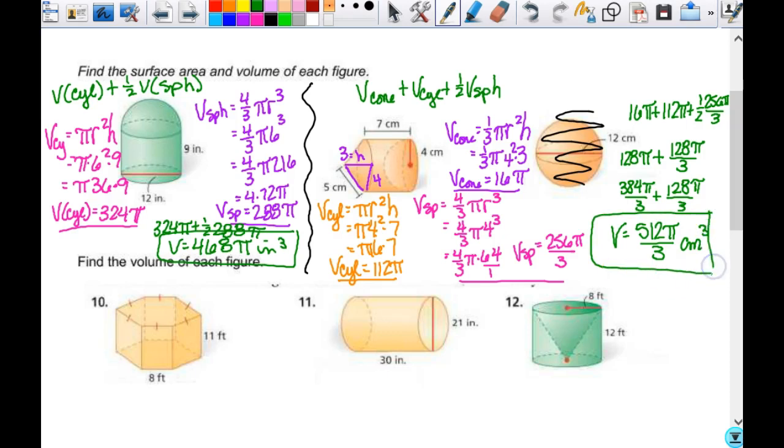All right. So there is everything on your review. Plus, you can expect some solids of revolution, which means you might have to graph something and then revolve it and find surface area and/or volume. So be prepared for that. I didn't put any of these on here because we had just done that.